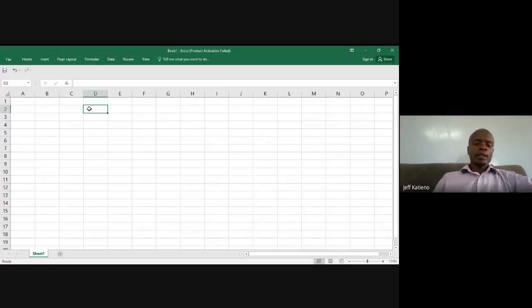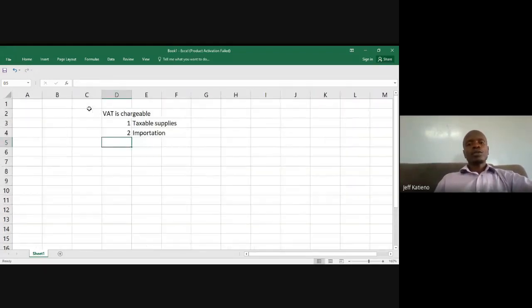let me expand this. So VAT is chargeable number one on taxable supplies. Then number two is importation. Taxable supplies you understand, but importation also has a provision. If you are importing items that you are going to pay VAT on again, then you don't need to pay VAT at the port.